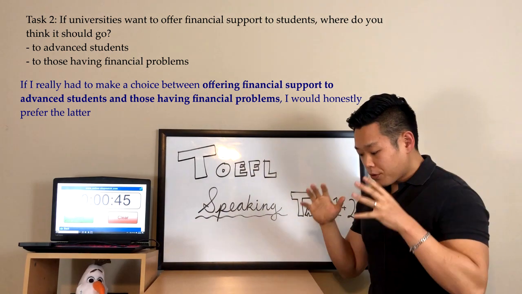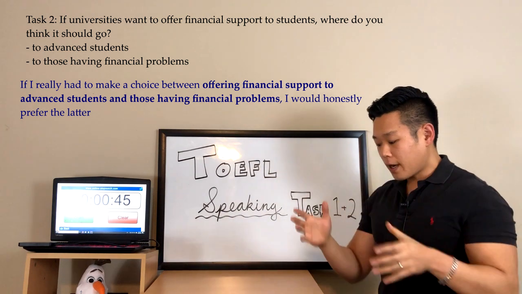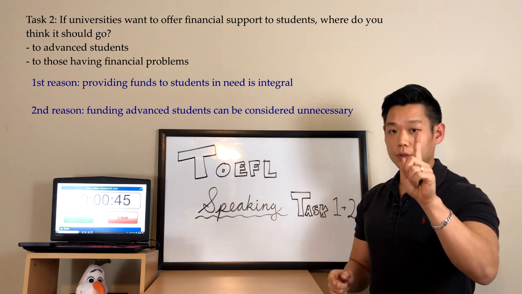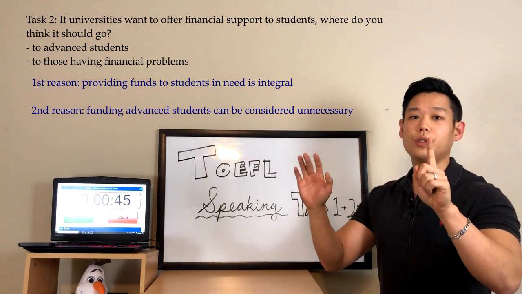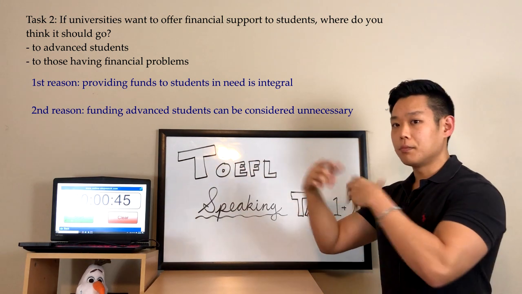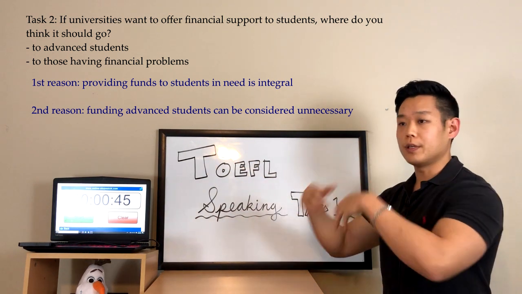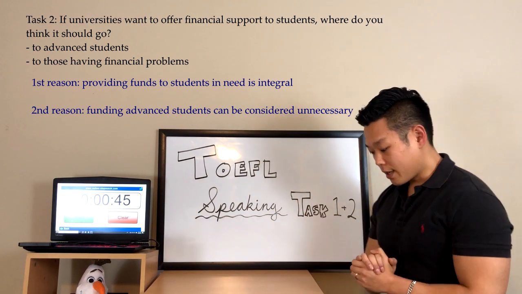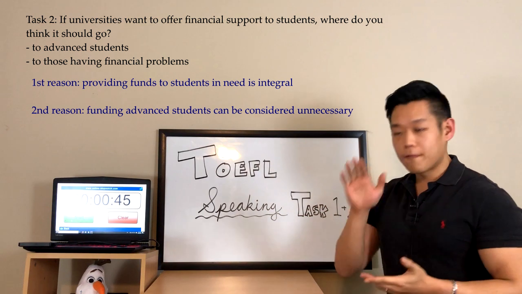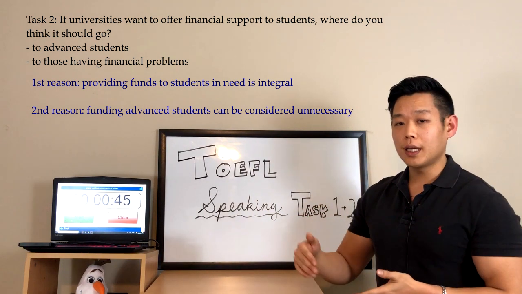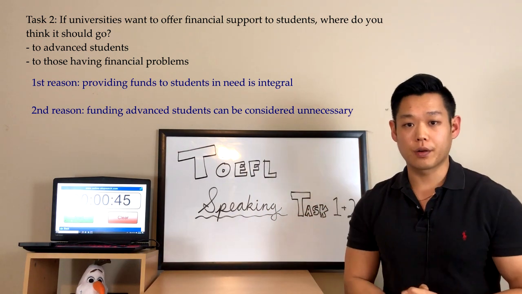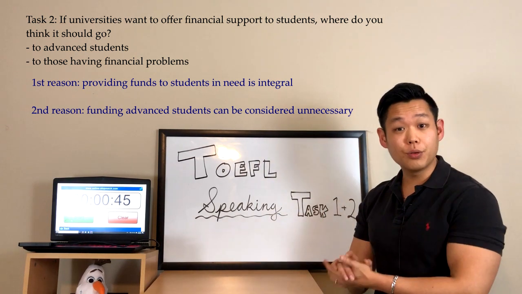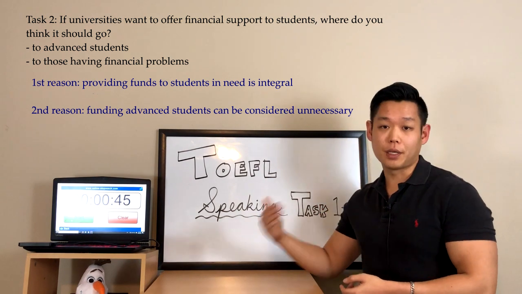Okay, now for this question, I'm going to say providing funds to students in need is integral for the first reason. Okay, so that's the first reason. So this time, we're not going to use the adjective beneficial because important, significant, crucial, imperative, integral, necessary, those are all better words, okay? All right, now for the second reason, I'm going to say funding advanced students can be considered unnecessary, okay? So I'm not going to say is unnecessary because that's too strong. So I'm going to change that to can be considered unnecessary, okay?